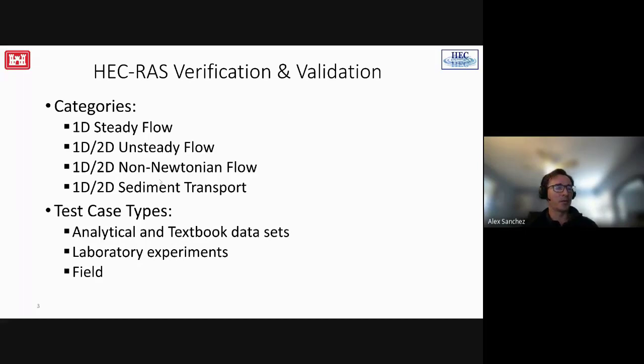RAS has done a couple of technical reports and publications on this. We have one VNV document that's been published, and we have different categories for verification. We split it up into different categories: 1D steady flow, 1D and 2D unsteady flow, 1 and 2D non-Newtonian flow, and also 1 and 2D sediment transport. The different types of test cases that we've done are analytical and textbook data sets, laboratory experiments, and also field data sets.